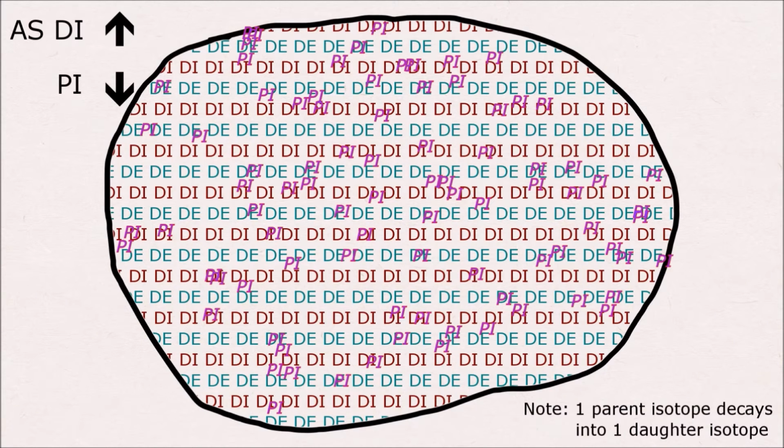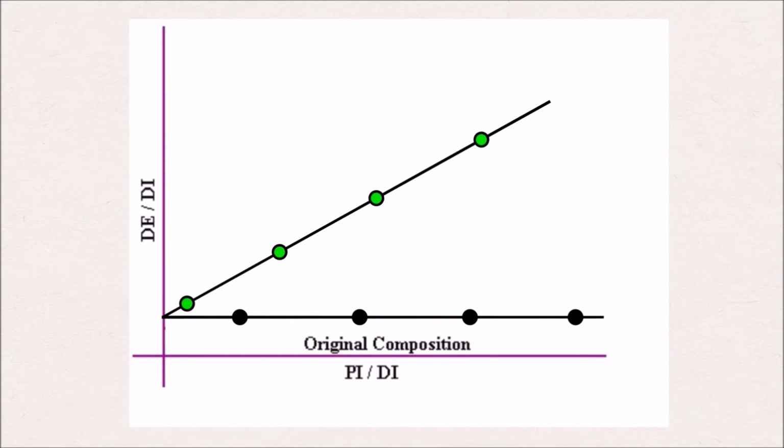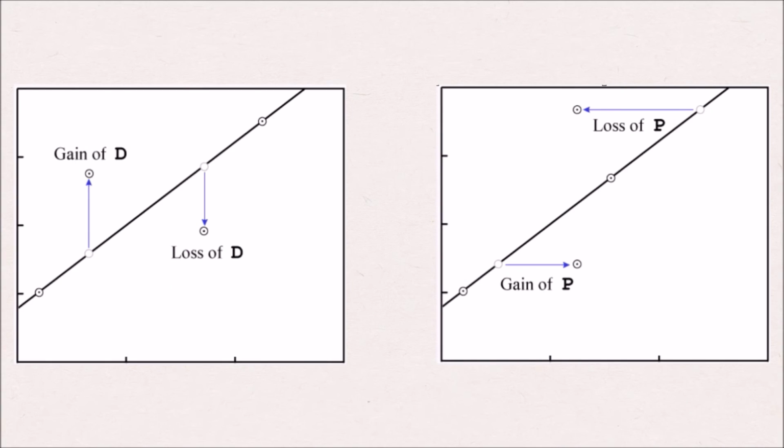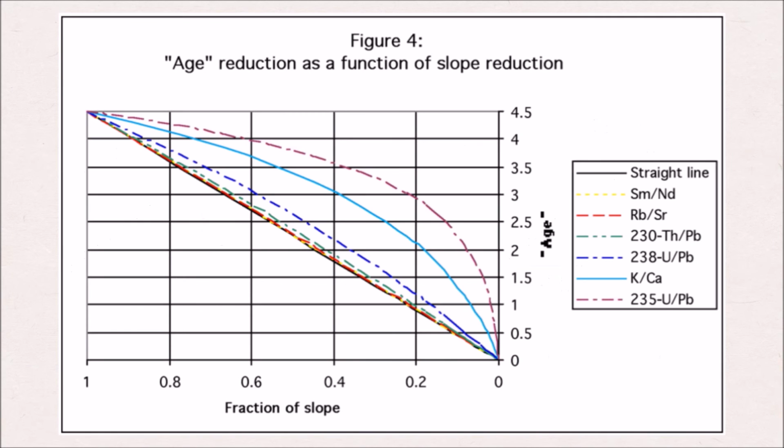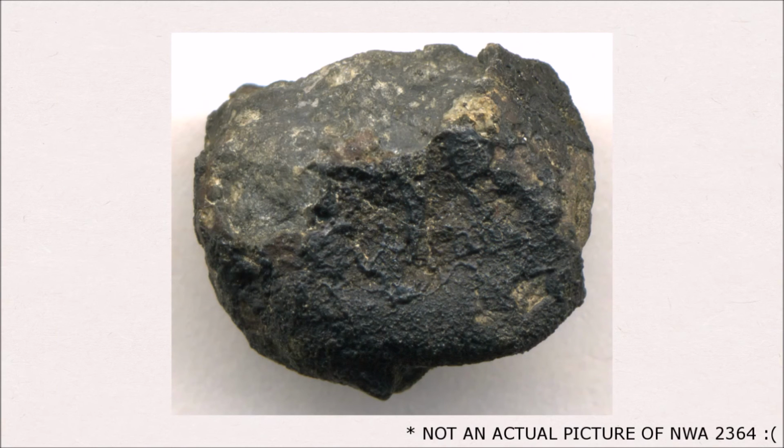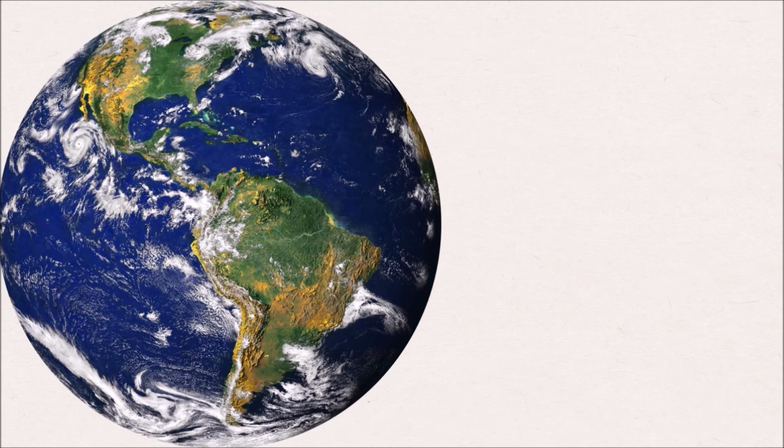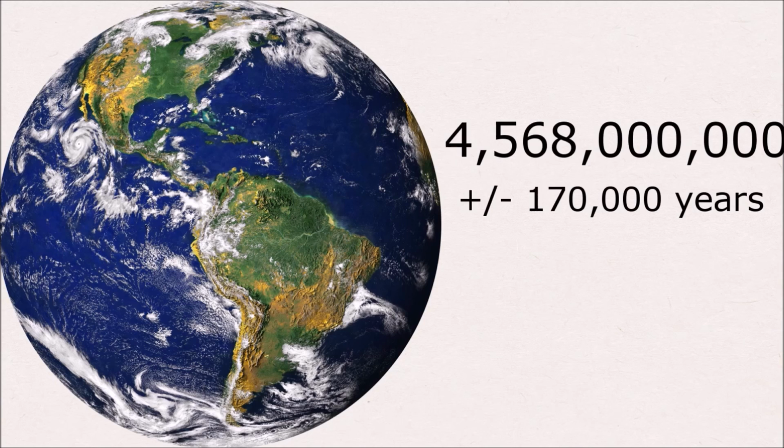As the parent decays to daughter, note one parent isotope decays into one daughter isotope, the ratios change and the straight line remains but becomes angled. The slope of the line equals the number of half-lives the parent isotope has passed since solidification. What if the sample was contaminated after formation? Contaminated samples will fall out of the trend line. Using lead-lead isochron dating on a meteorite named NWA 2364, the oldest known solid in our solar system, we found that the solar system and our Earth are approximately 4.568 billion years old.